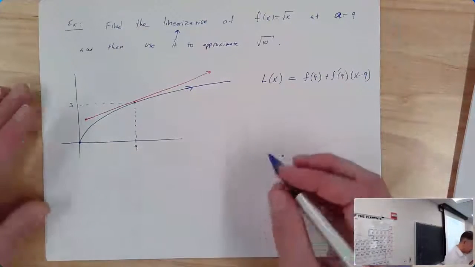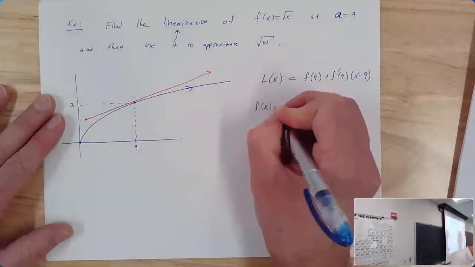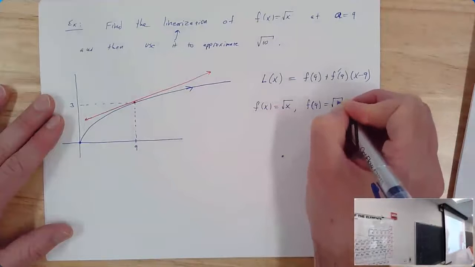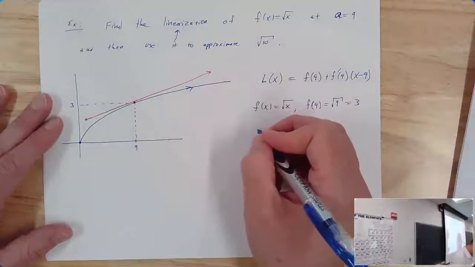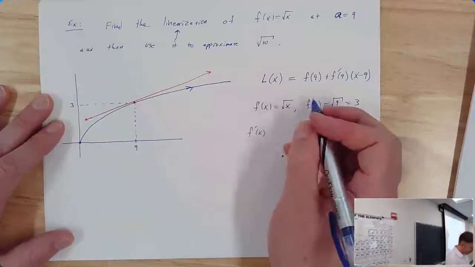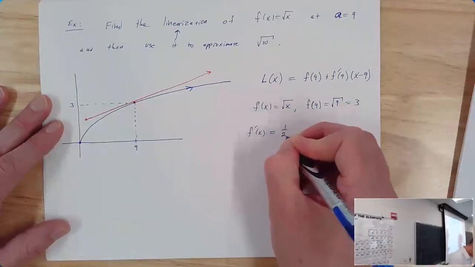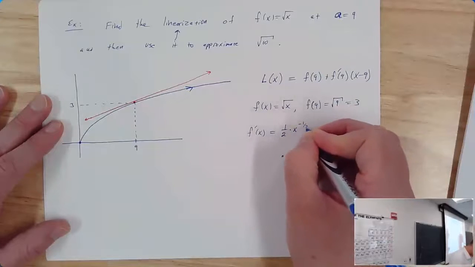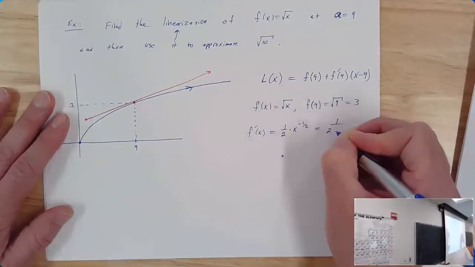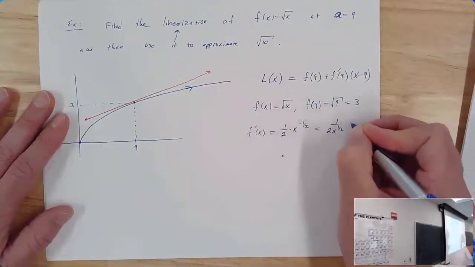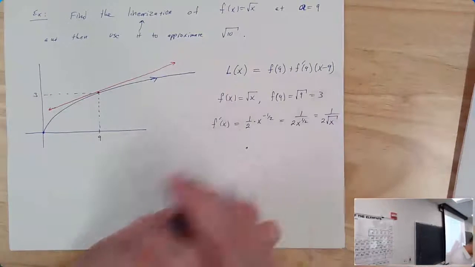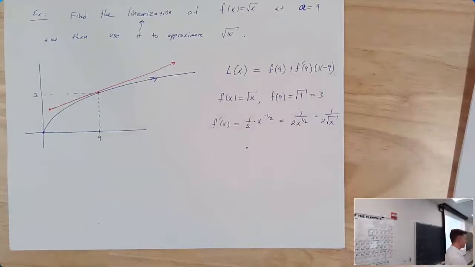That's not too bad. My function is the square root of x. So f of 9 is just the square root of 9, which is 3. I do need to find the derivative. If my function is x to the 1/2, my derivative is 1/2 times x to the negative 1/2. Or as I would probably prefer to write it, 1/2 times the square root of x. That's my preferred way of writing the derivative of the square root of x, but they're all equivalent to each other.